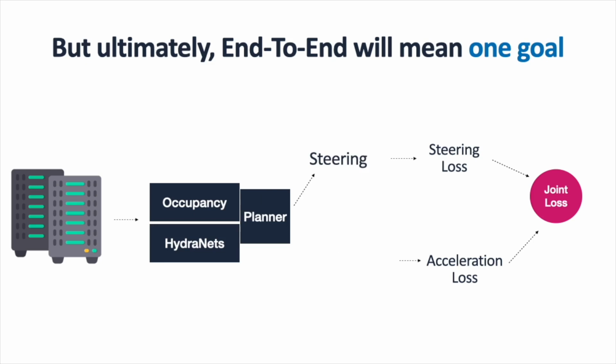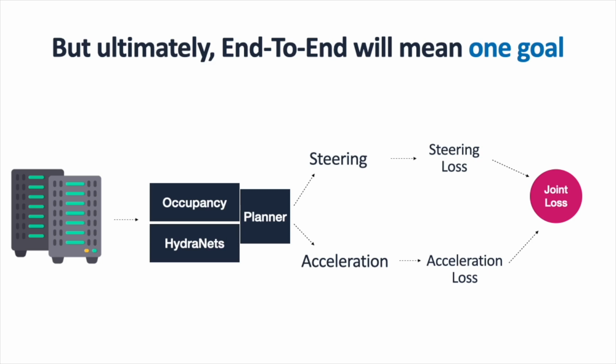Now we're going to have acceleration and steering losses, and it's a joint loss in the end. That loss is going to backpropagate, and the update is going to be done on occupancy plus HydraNets plus planner all together. Meaning it's not just the planner that generates steering and acceleration, it is this entire block together, and the occupancy weights are going to be updated based on how badly the planner planned. Okay, so that's the biggest shift from the traditional four pillars to end-to-end.